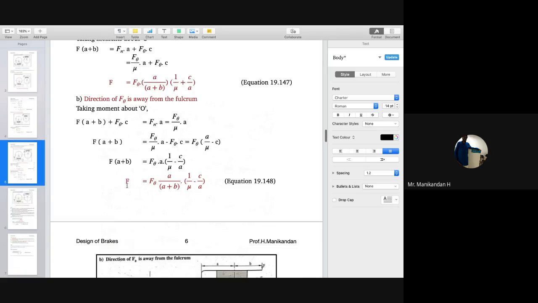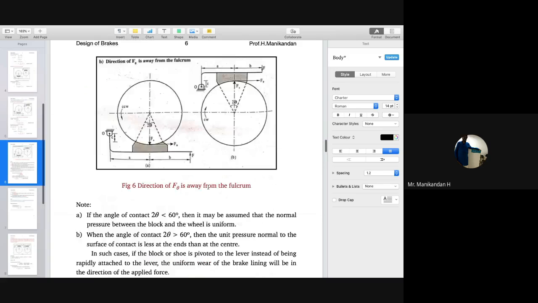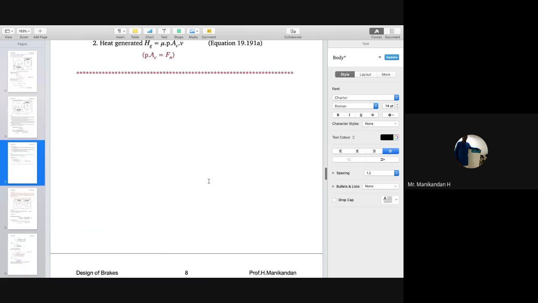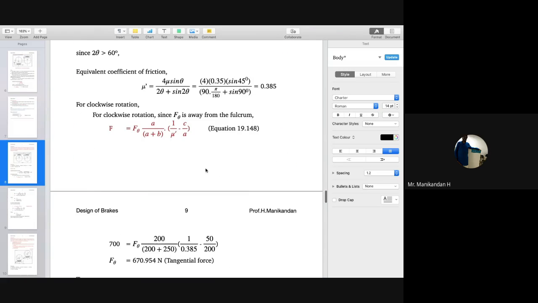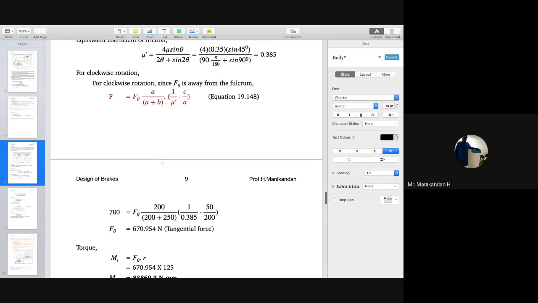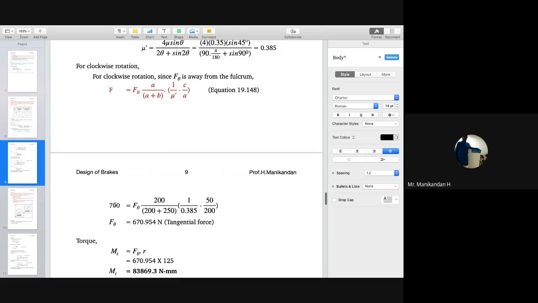So for this, the applied force is given by F equals F theta into A by A plus B into (1 by mu minus C by A). I have written the same equation over here. For clockwise rotation, F theta is away from the fulcrum. F is equal to F theta into A by A plus B into (1 by mu dash minus C by A). Substitute. We know F is equal to 700. F theta we don't know, that is what we have to find out first.